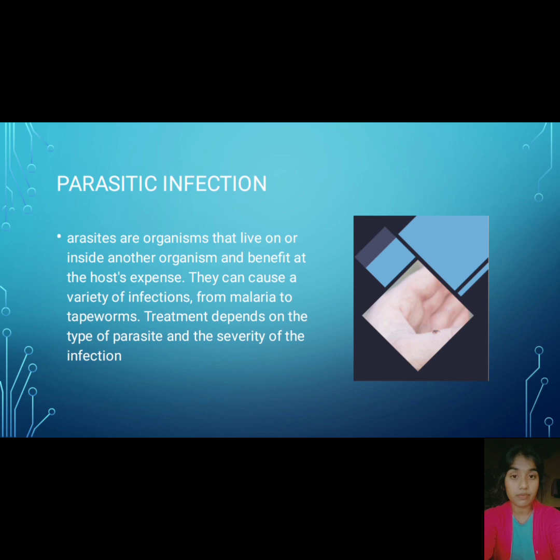Parasitic infection. Parasites are organisms that live on or inside another organism and benefit at the host's expense. They can cause a variety of infections from malaria to tapeworms. Treatment depends on the type of parasite and severity of the infection.